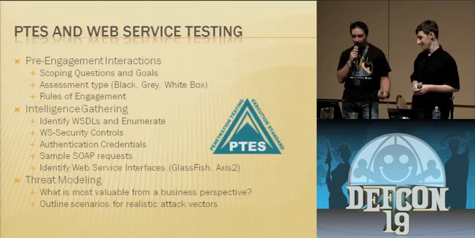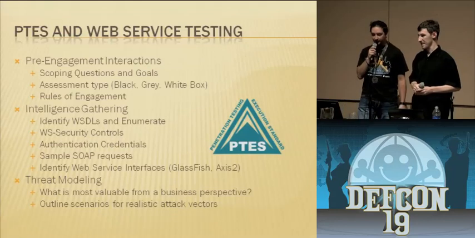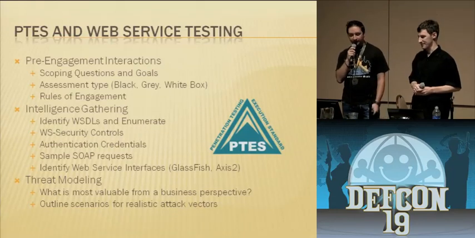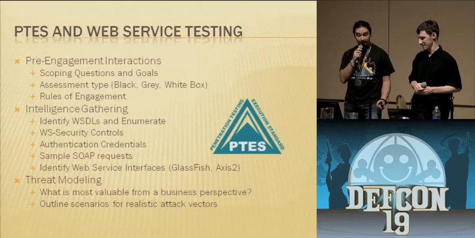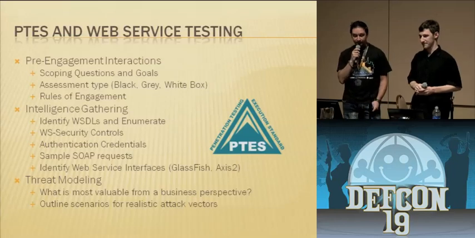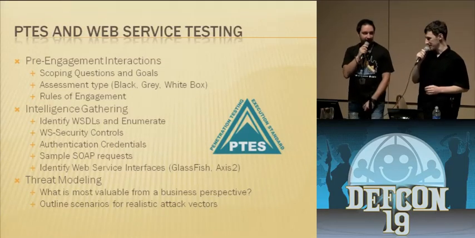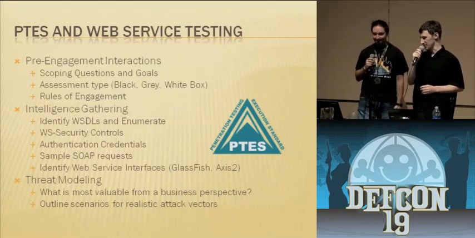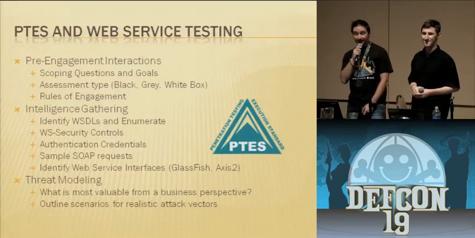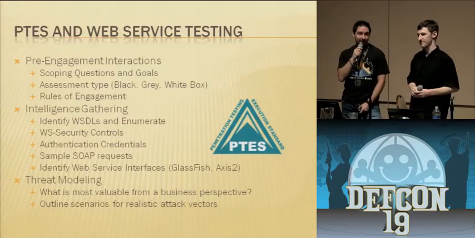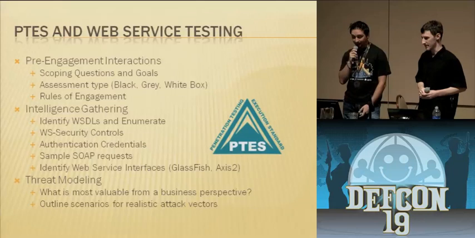Intelligence gathering is where you're going to define and enumerate your WSDLs, look at WS-Security controls that may or may not be in place, authentication credentials, sample SOAP requests, and identify those awesome web service interfaces, which Jabber is going to be talking about in a second. There will be exploits. Yep. That's something that gets overlooked a lot by pen testers and, of course, clients.